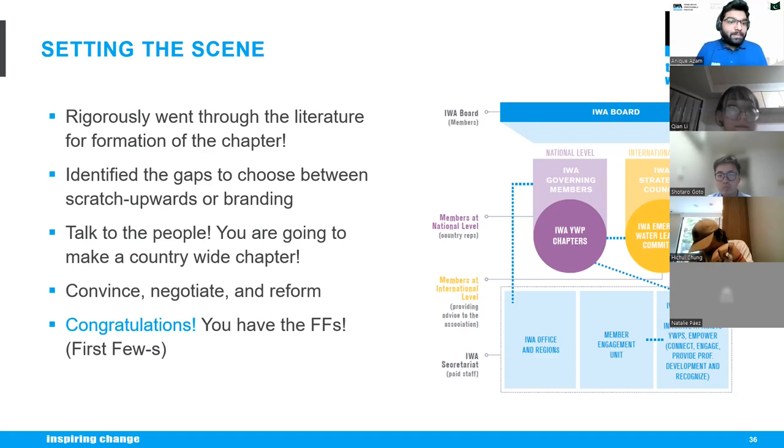And then you have to talk to the people. Yes, you are going to make a country chapter, and there is no chapter with one single person in it. So just go out there, talk to people, tell them about it, and don't worry. No one is going to steal the idea from you. You are the first one to pitch it. So of course, do not worry about that. Talk to the people and get them on board. Listen to what their interests are. Convince, negotiate, and reform, and you have the first views.